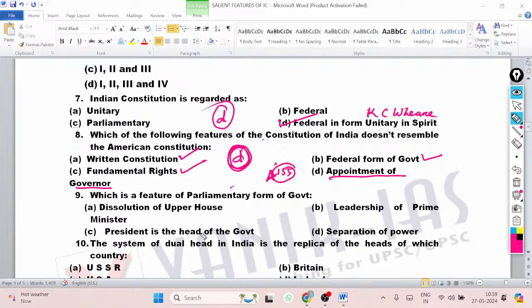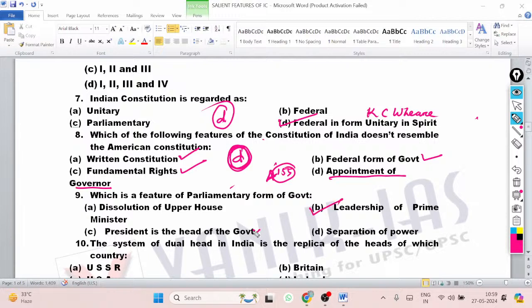Okay. Look at question number 8. Which is a feature of the parliamentary form of government in India? Dissolution of the upper house? No. The upper house in the parliamentary system is not dissolved. Rajya Sabha is not subject to dissolution. It is a permanent house. Leadership of the Prime Minister is correct.